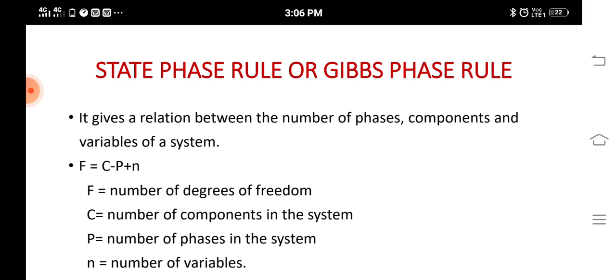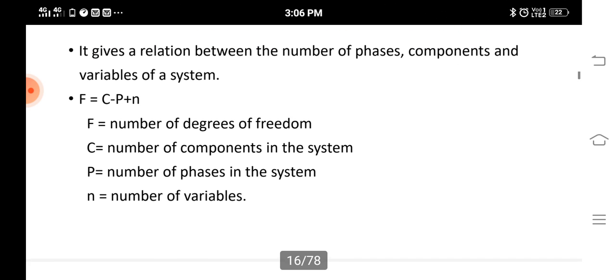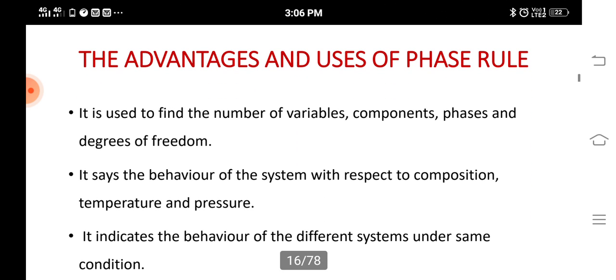Now we are having Gibbs phase rule. It gives a relation between the number of phases, components and variables of a system. That is, F is equal to C minus P plus N, where F is number of degrees of freedom, C is number of components in the system, P is number of phases in the system, and N is number of variables in the system.